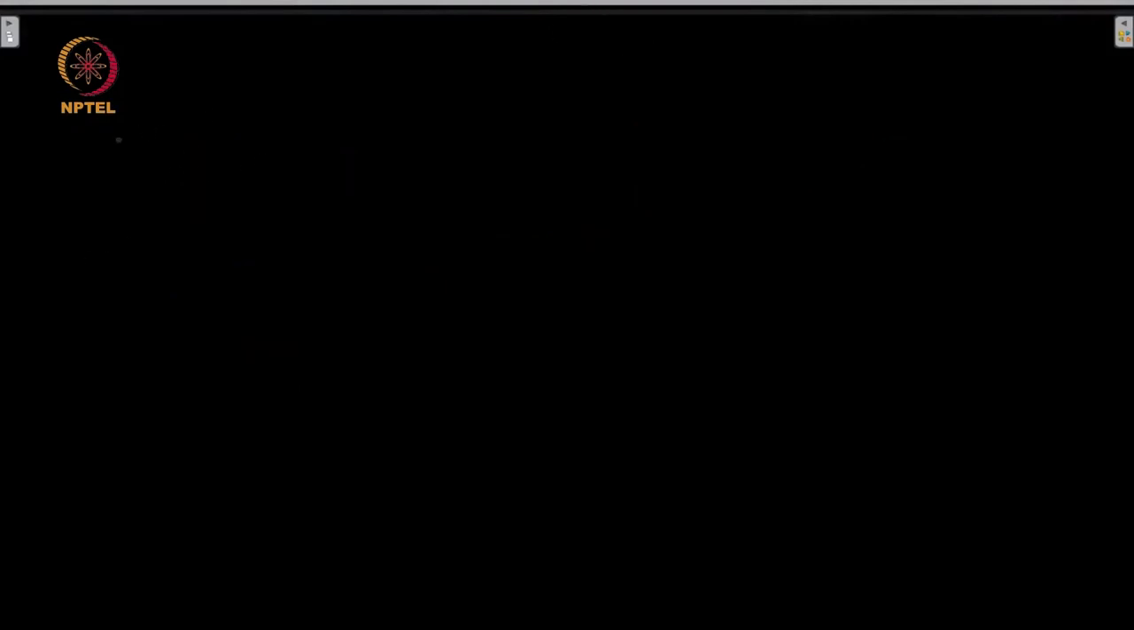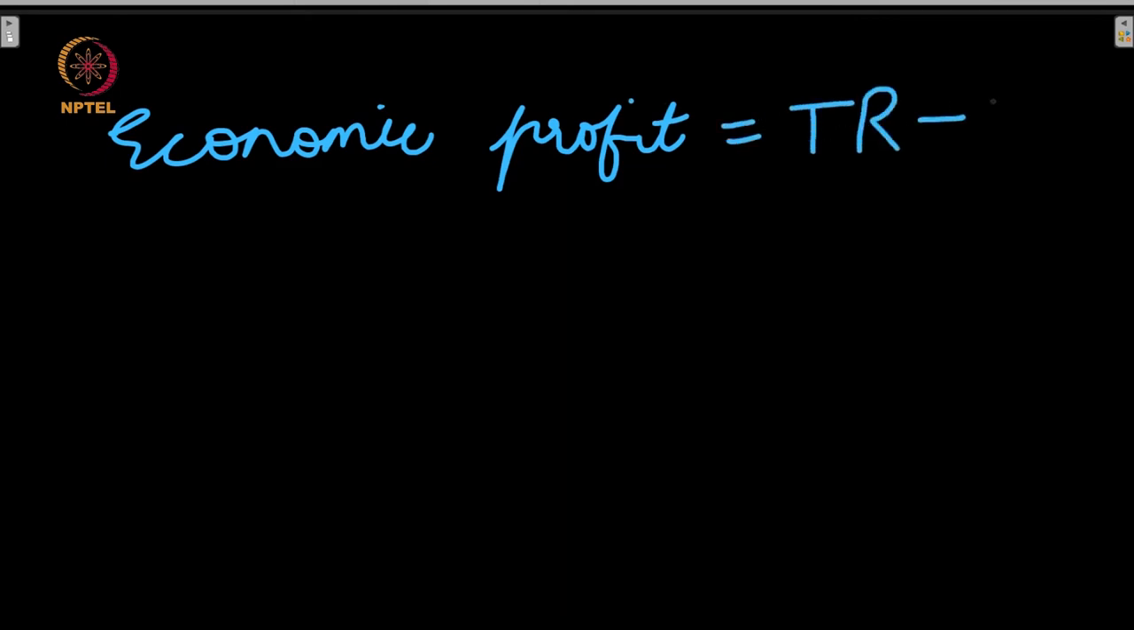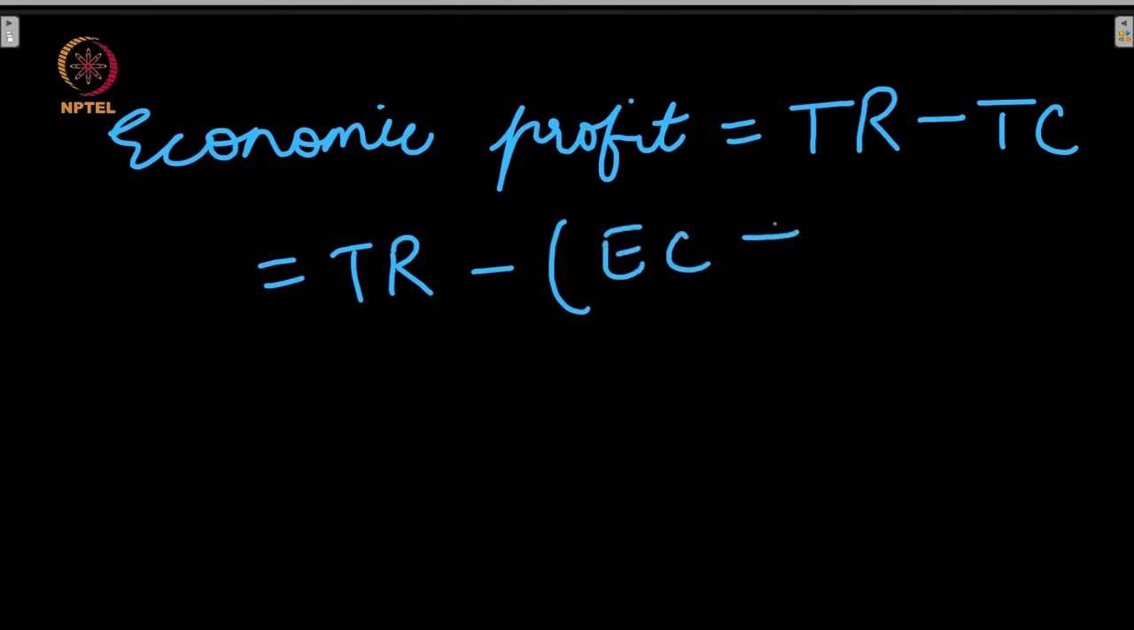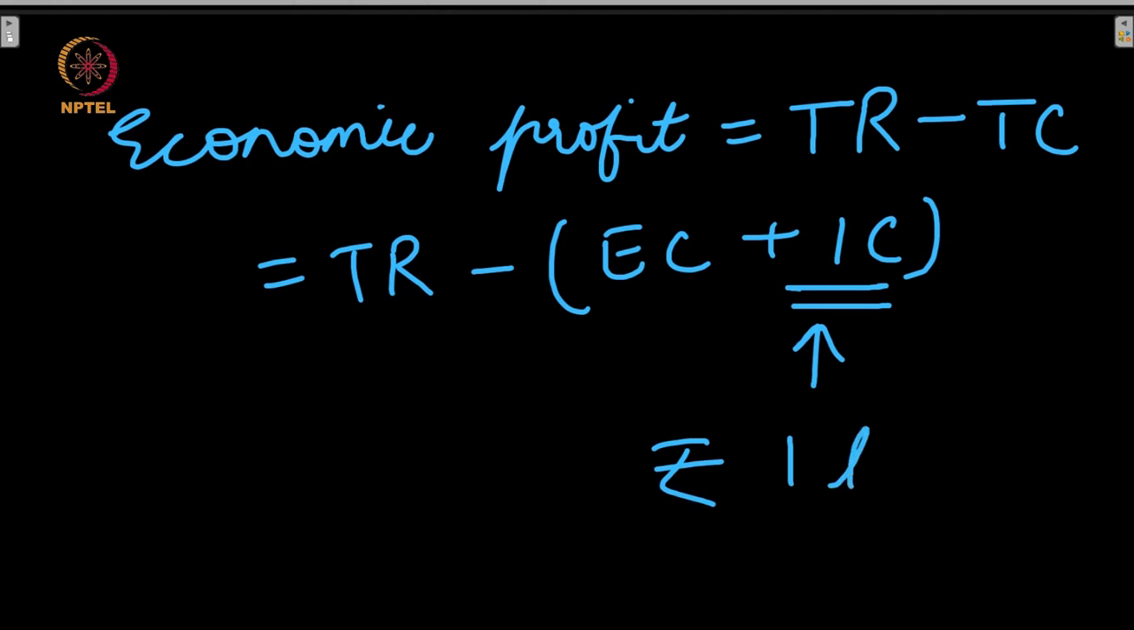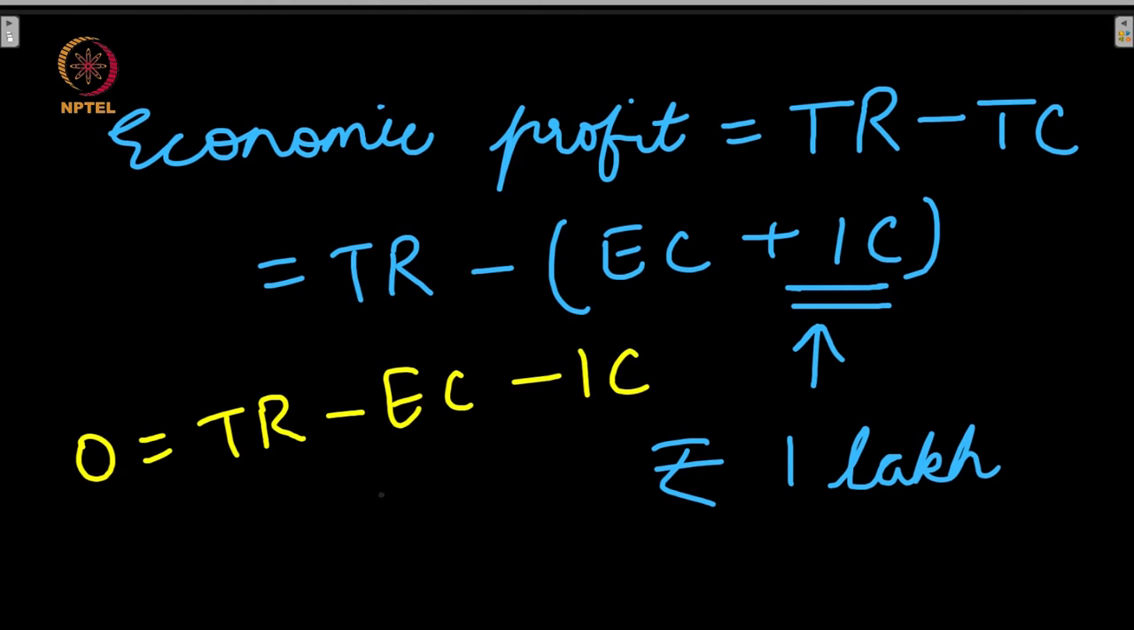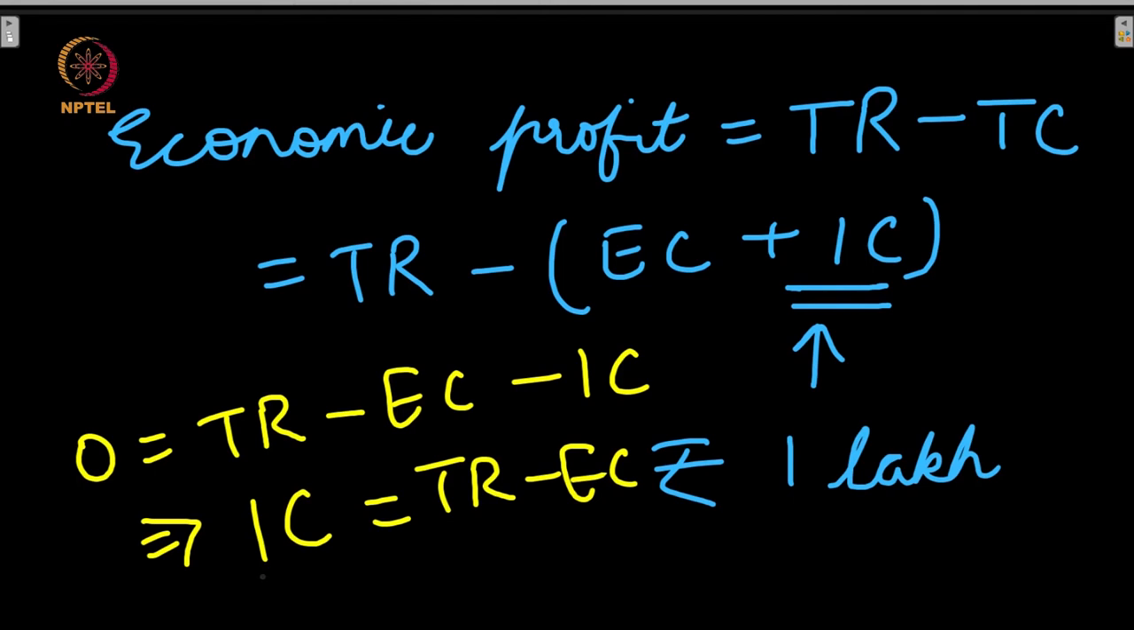So what we are saying here is that the economic profit is the total revenue minus total cost. And because total cost is equal to the explicit cost plus the implicit cost, and in this case the implicit cost is rupees 1 lakh, we are subtracting that from the total revenue. When we say that the firm will go on supplying till the economic profit is 0 rupees, it means that 0 is equal to TR minus EC minus IC, which means that IC is equal to TR minus EC. So we have an implicit cost of 1 lakh of rupees, which is given by TR minus EC.